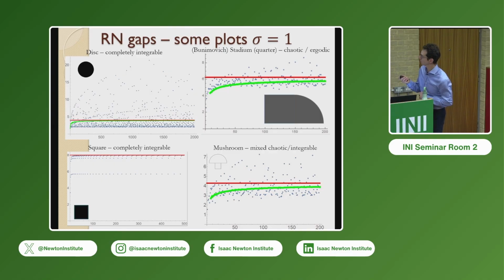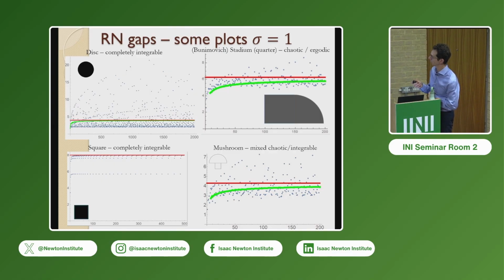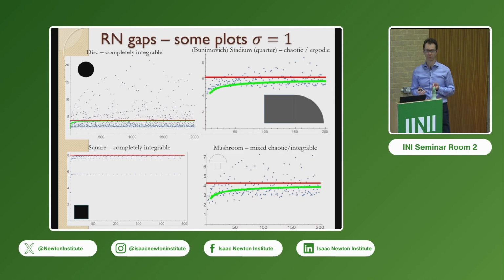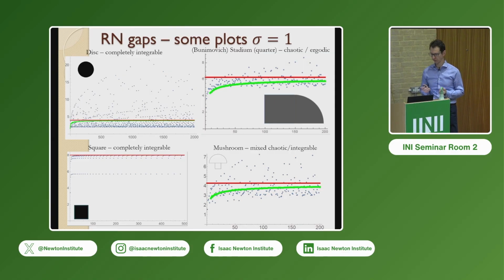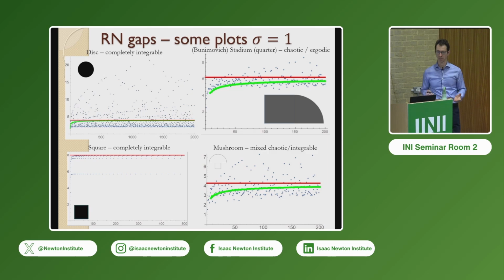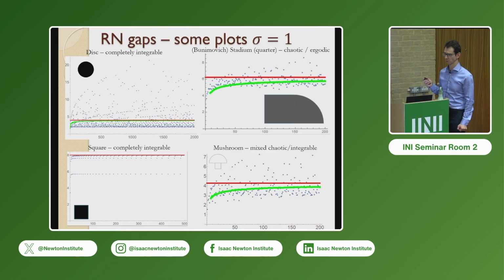So here for the disk billiard, we did 2,000 experiments, 200, etc. The red line is the so-called theoretical mean that I'm going to define over the next 3 slides. And the green line is the accumulating average. I think it's called, yeah.